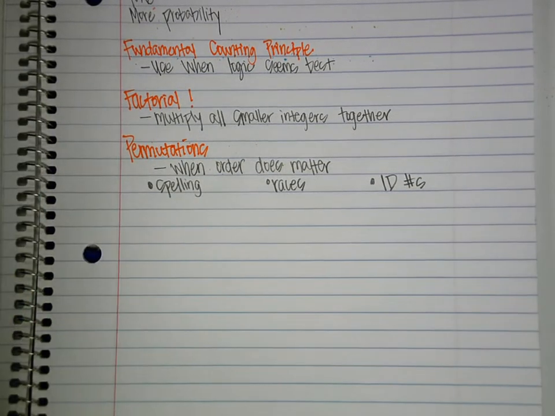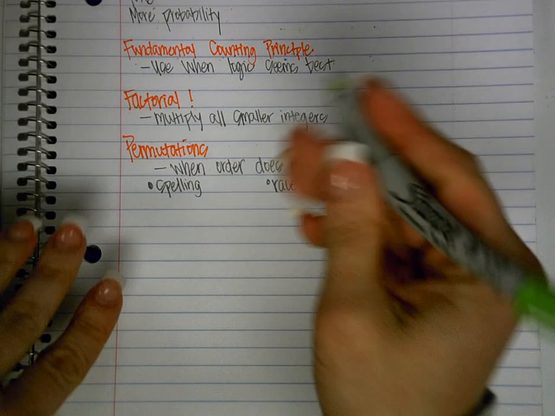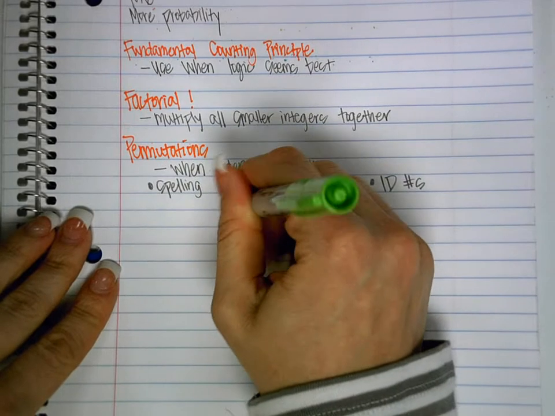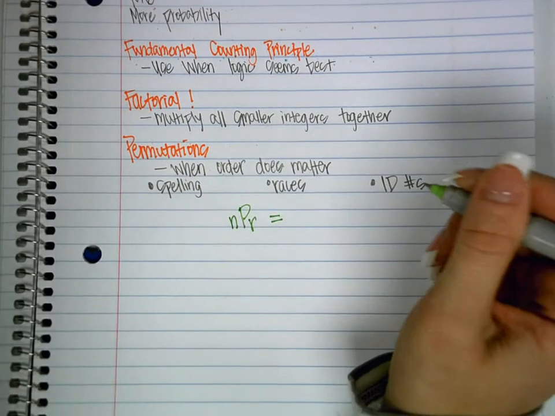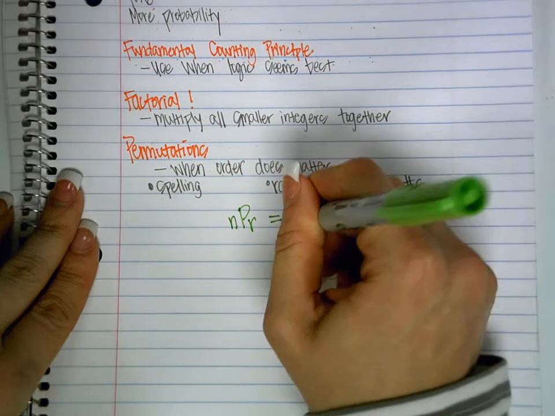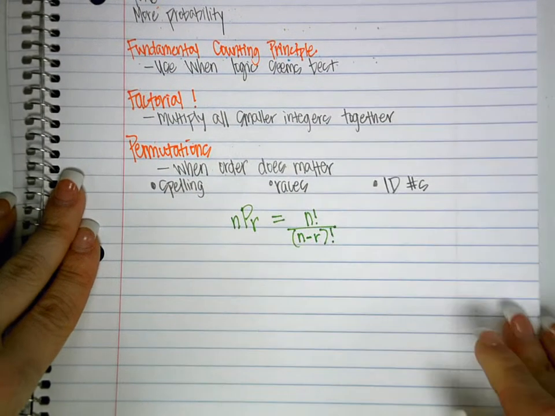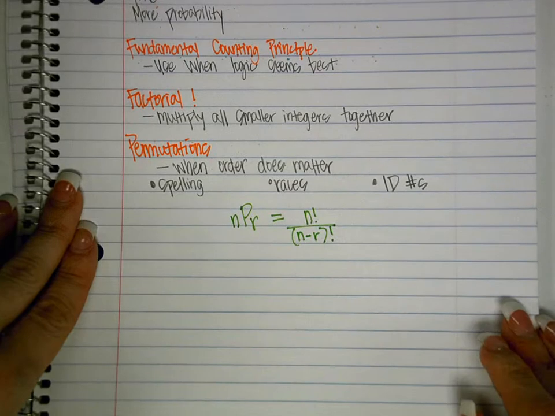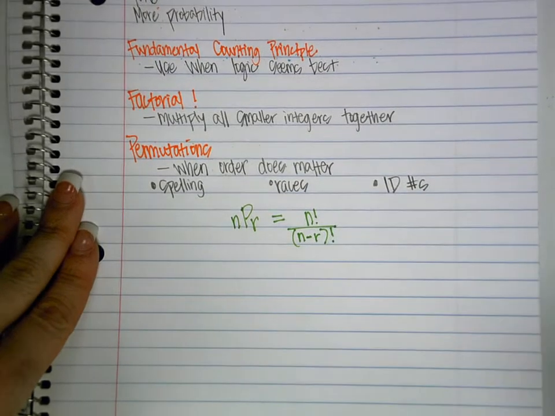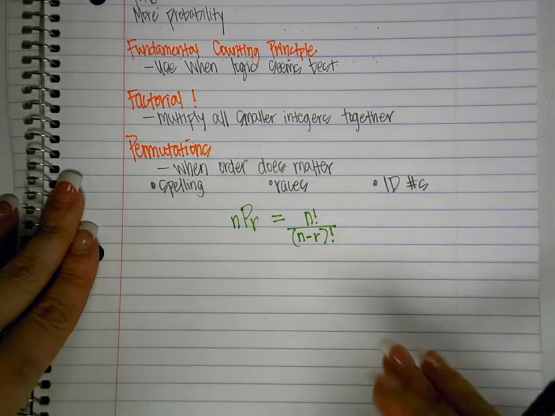The formula for permutations is nPr, and that is equal to n factorial divided by the difference, n minus r factorial. This is the one where the formula is smaller. You don't have quite as much to do there.